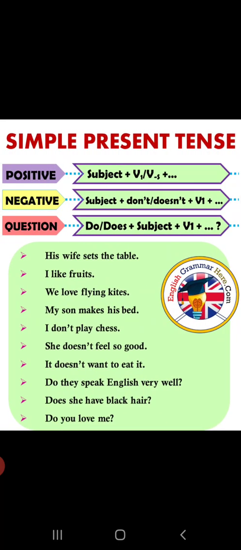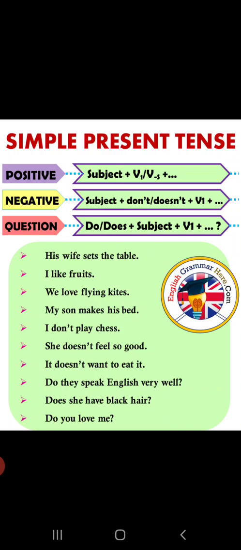Let's start with the first one, that is simple present tense. Okay, simple present tense. Have a look at this chart. As you can see in this picture, simple present tense is used to express a habitual action, custom, routine or habit. It also expresses a general truth or a fact that is true at the time of speaking.